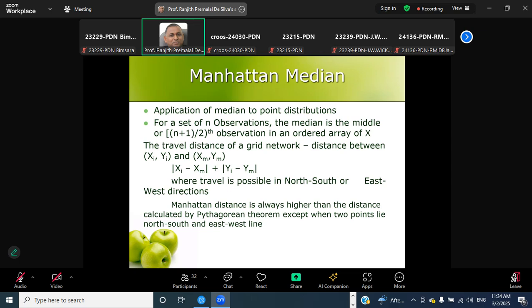Here in Manhattan median, your travel is restricted to north, south, or east, west. Therefore, Manhattan distance is always higher than the Euclidean distance, except it becomes equal when the 2 points lie on a north, south, or east, west line.